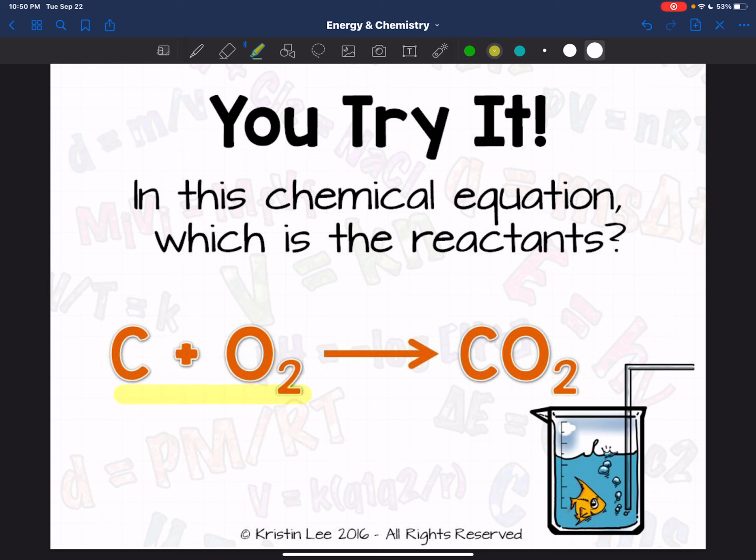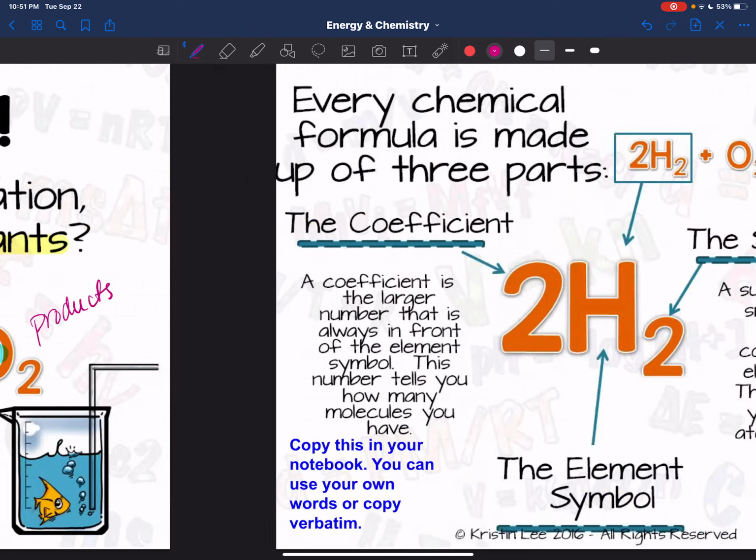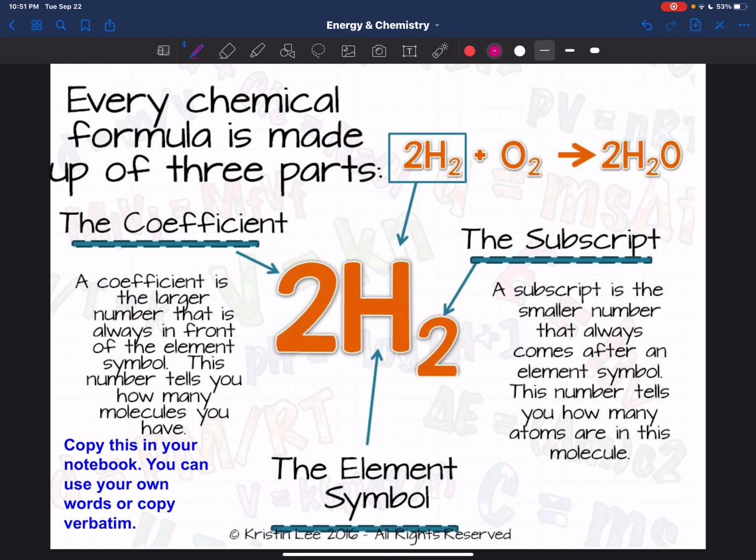I like to think of products like product for a math equation. When you have a product in math, it's the answer for multiplication. So I think of the product in a chemical equation as the result. The yellow are the reactants, and if it would have asked for products, this would have been the products, or product.